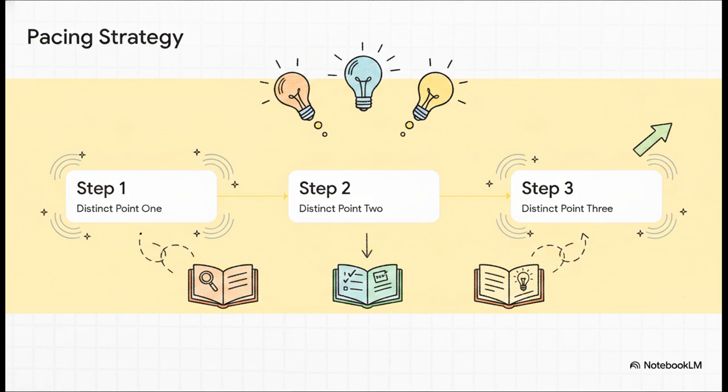Having 3 distinct points gives you just enough room to dive deep into each step within that 700-word limit and provide real, actionable value. But it keeps the momentum moving briskly enough that your viewer never gets bored. Think of each point as a mini-chapter that re-engages the brain just as attention starts to dip.